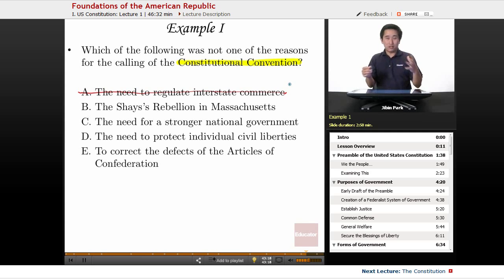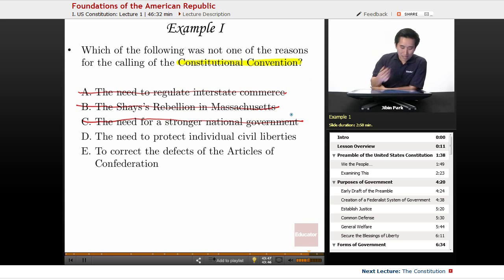States, when they're getting into disputes, the national government had no power to arbitrate. The Shays Rebellion in Massachusetts. Well, this is another way of saying that there was no strong executive to quell rebellions. The need for a stronger national government. Again, B and C are basically essentially saying the same thing. There's no protocol for dealing with situations. The national government didn't have the power to tax. They could request. So they were, in essence, very emasculated.